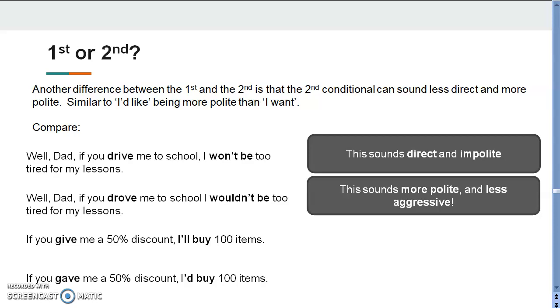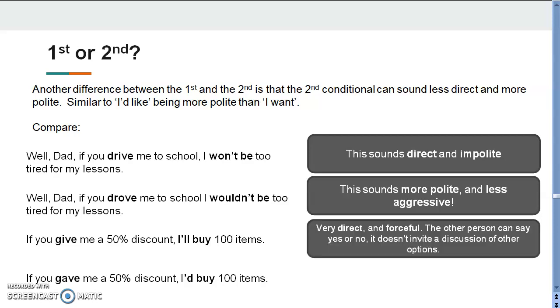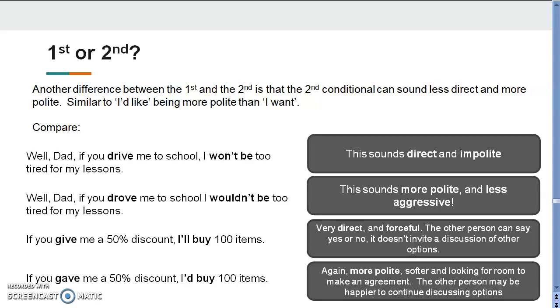Or thinking about negotiations in business. If you give me a 50% discount, I'll buy 100 items. It's direct, it's forceful. Doesn't really give the other person the opportunity to discuss or negotiate the situation. Use the second conditional, if you gave me a 50% discount, I'd buy 100 items. It's softer, it's looking for room to make a discussion and an agreement. So it's more polite.